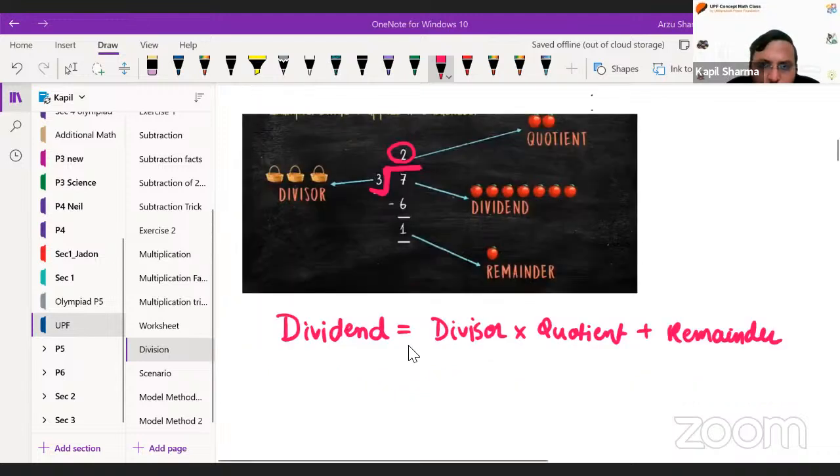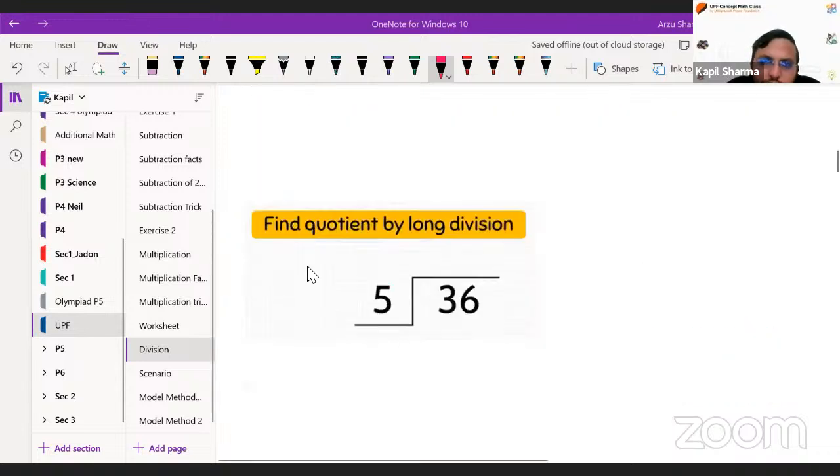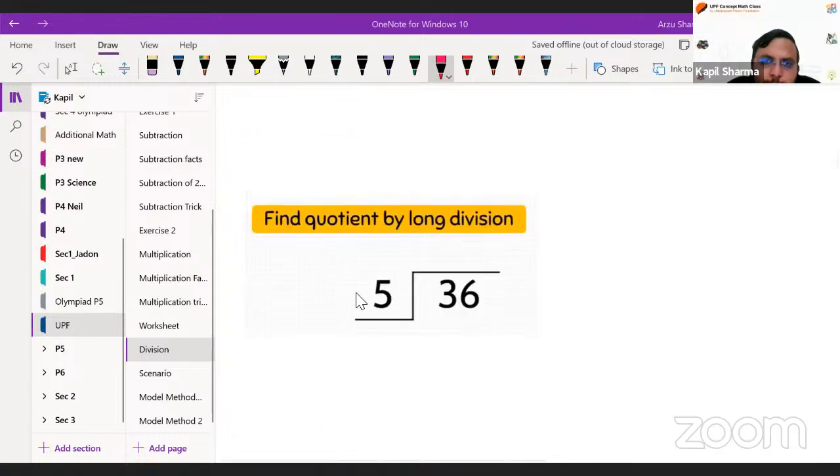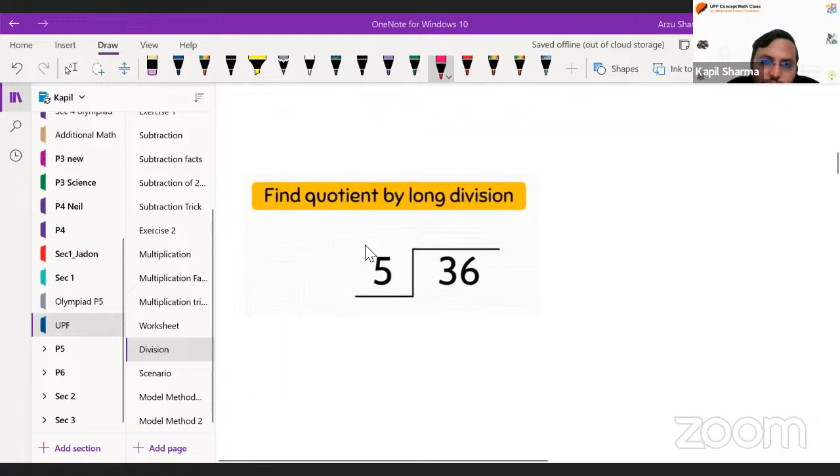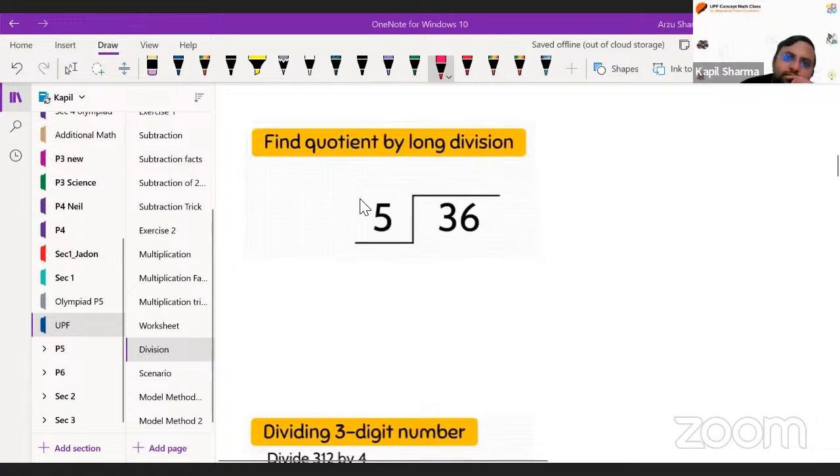Now let's look at division by a one-digit number. Here you have to divide 36 by 5. So what's the quotient and remainder here? Guys, please answer. So how do we divide? Now we look at the dividend, and since it's a two-digit number, we will look for a multiple which is closest to the dividend.